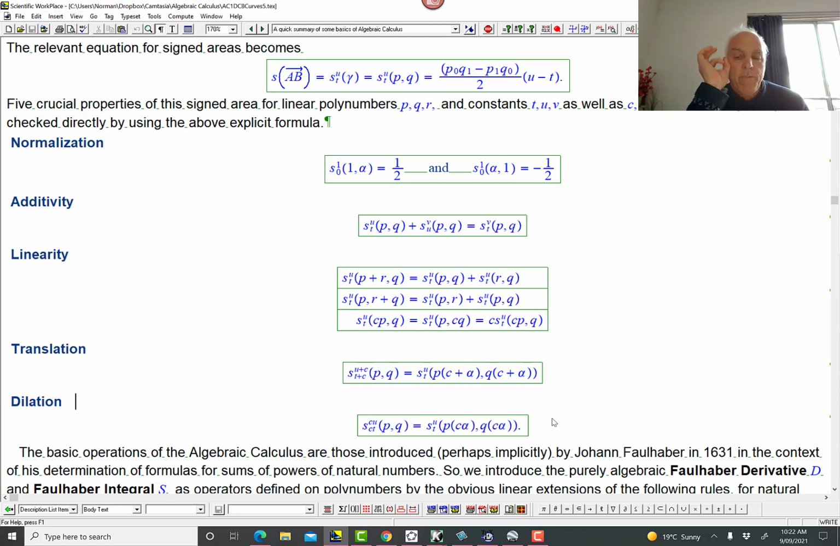But the crucial property now is that it turns out that it's these 5 properties that will allow us to extend this very simple kind of approach to signed areas to more general curves, which are not just linear. This is the crucial thing that ends up allowing us to finesse entirely the notion of limits and Riemann sums and of breaking things up into little rectangles and summing and then taking limits. We're not doing any of that.